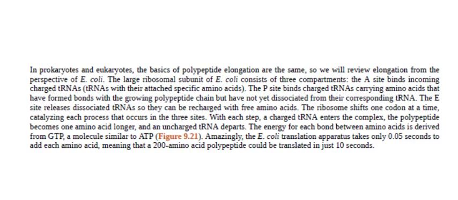With each step, a charged transfer RNA enters the complex, the polypeptide becomes 1 amino acid longer, and an uncharged transfer RNA departs. The energy for each bond between amino acids is derived from GTP, a molecule similar to ATP. Amazingly, the E. coli translation apparatus takes only 0.05 seconds to add each amino acid, meaning that a 200 amino acid polypeptide could be translated in just 10 seconds.